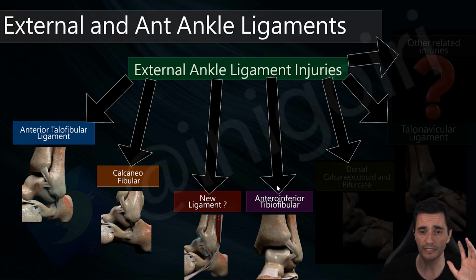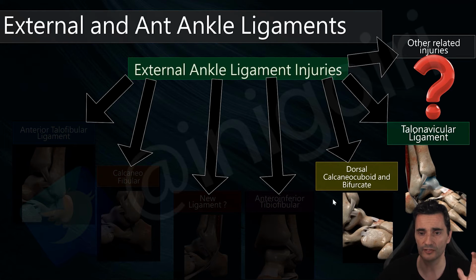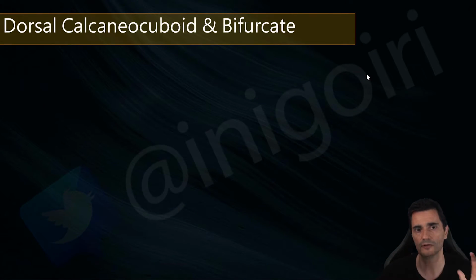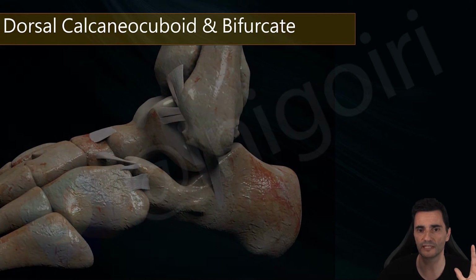Okay, and today we are going to check the dorsal calcaneocuboid and bifurcate ligaments and the talonavicular ligament and other related injuries associated with these mechanisms of inversion of the ankle, and usually with a misdiagnosis as a lateral sprain of the ankle. Okay, we are going to start with the dorsal calcaneocuboid and bifurcate ligament.